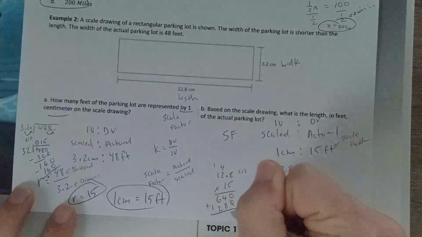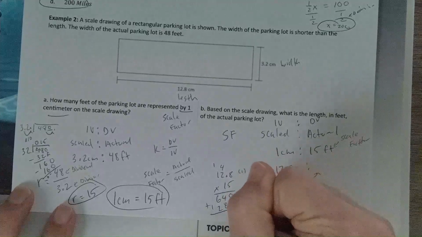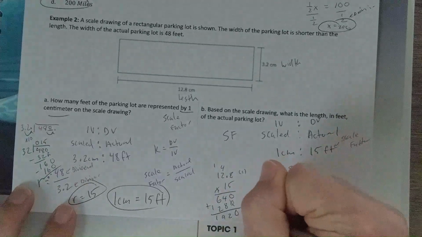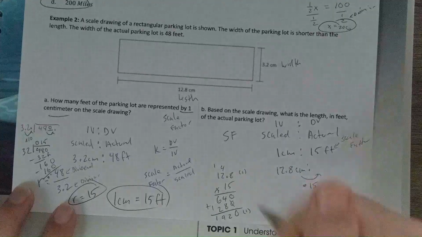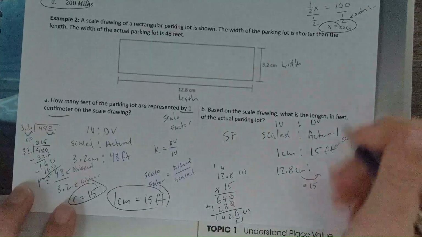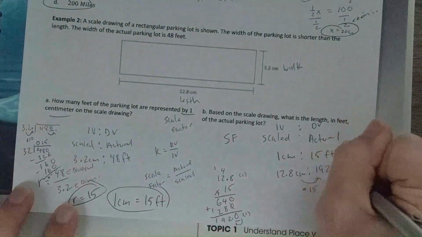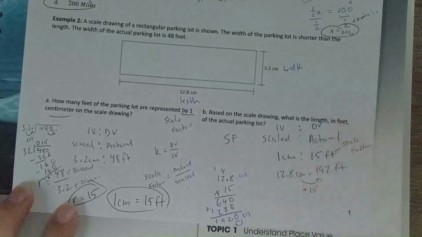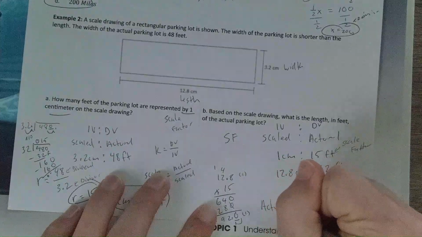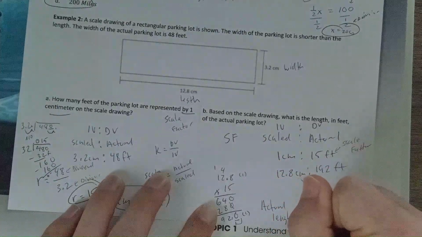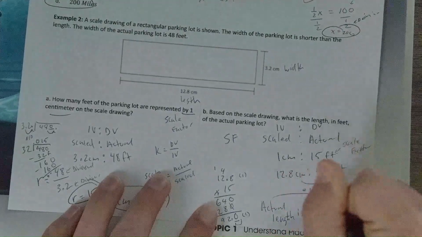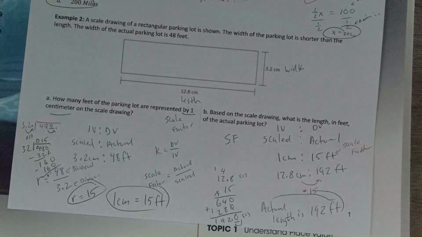We add these together. 0 plus 0 is 0. 4 plus 8 is 12. 1 plus 6 is 7, plus 2 is 9. Bring down our 1. Then we bring down our decimal place, so we move over to the left one time. This tells us that 12 and 8/10 centimeters is equal to 192 feet. And so that means that the actual length is 192 feet. And that was our problem. Good luck, y'all.